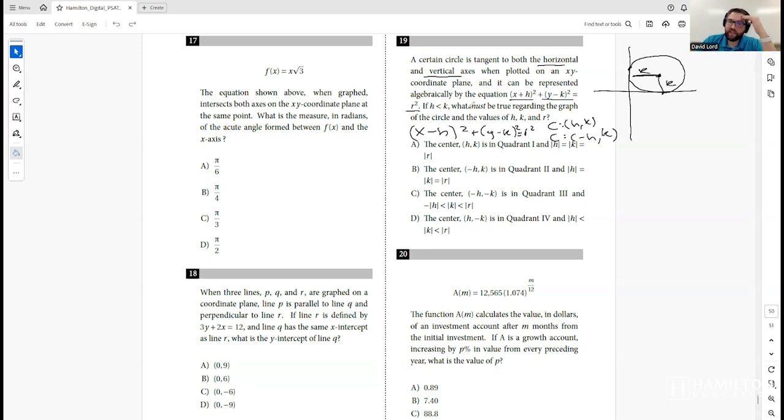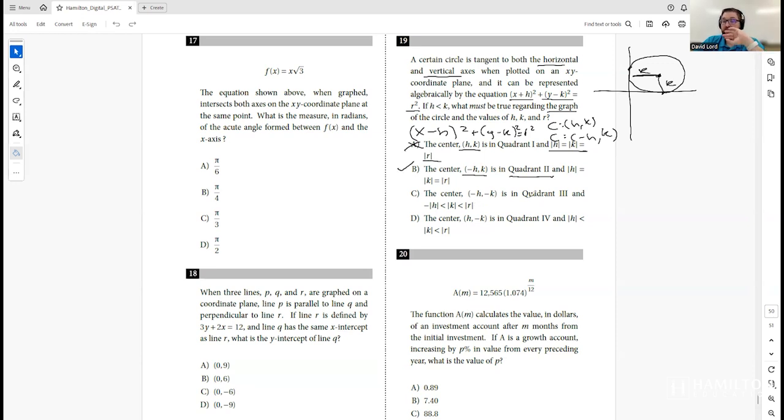All right, if h is less than k, what must be true regarding the graph? Okay, well, the center has to be h, k in quadrant 1. Well, no, it seems like the center has to be negative h, k. But the second half is true, right? H and k would be equidistant. B, the center is negative h, k in quadrant 2, which makes sense because it's on the left side and h has to be less than k. And h is k, so that looks pretty good.